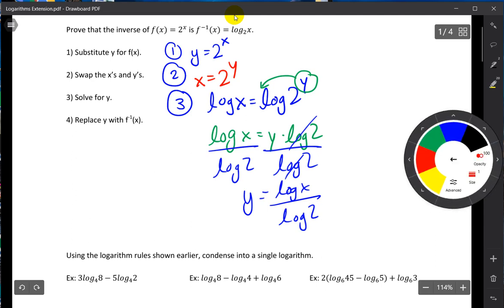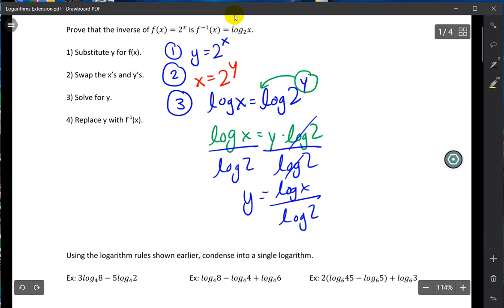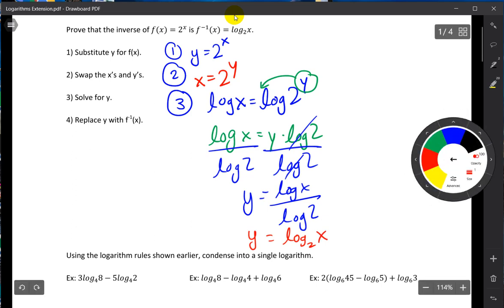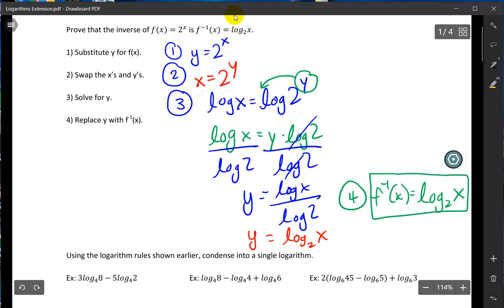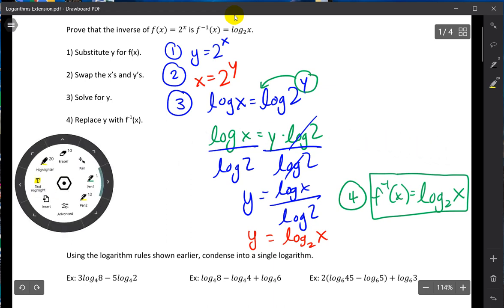Okay, now if we were to reverse the change of base formula, this is the same thing as log base 2 of x. Now what we've done is we've solved for y. Now that we've solved for y, we can write out our fourth step. So we're going to replace y with the inverse of f of x. So inverse of f of x equals log base 2 of x. So just like that.